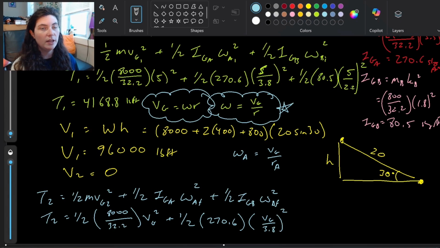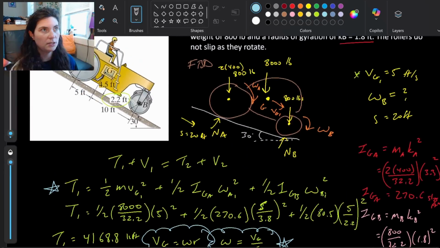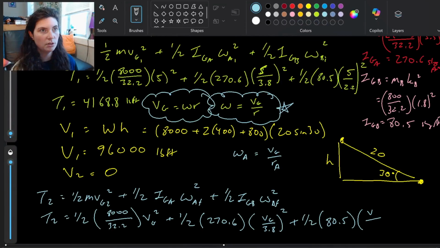Because now if I use that substitution instead of keeping it as an omega, I'm only going to be left with velocities, just with that vG term. So plus 1/2, and then moment of inertia GB, that doesn't change, 80.5, times omega B final. So instead, I'm going to substitute in vG over the radius of B. Radius of B is 2.2, so 2.2 squared.